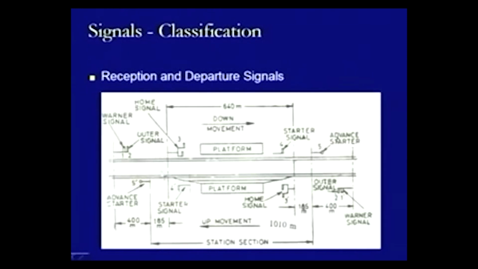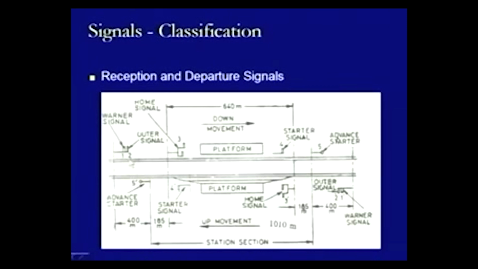then there will be one signal provided at the location where the train is moving from the block section to the station section. So, from block section to station section, when the train is coming, a signal is provided here, and this signal is known as the outer signal.